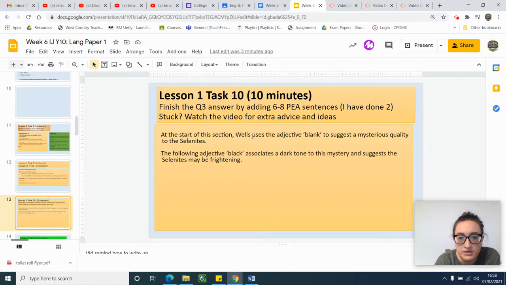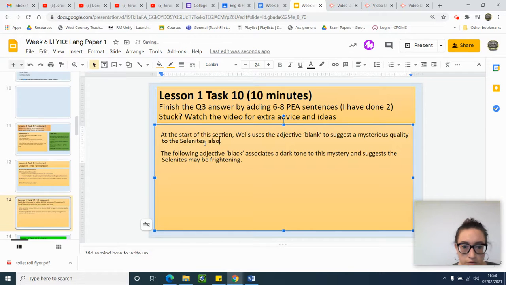So at the start of the section, Wells uses the adjective blank to suggest a mysterious quality to the Selenites. That is a little bit vague. I'm just going to add also implying, so suggesting, implying, how I'm connecting my ideas, that creatures have nondescript facial features. That's a very specific comment to make, okay? The following adjective, black, associates a dark tone to this mystery and suggests that the Selenites might be frightening. Okay, that's good. So I've used terminology there.